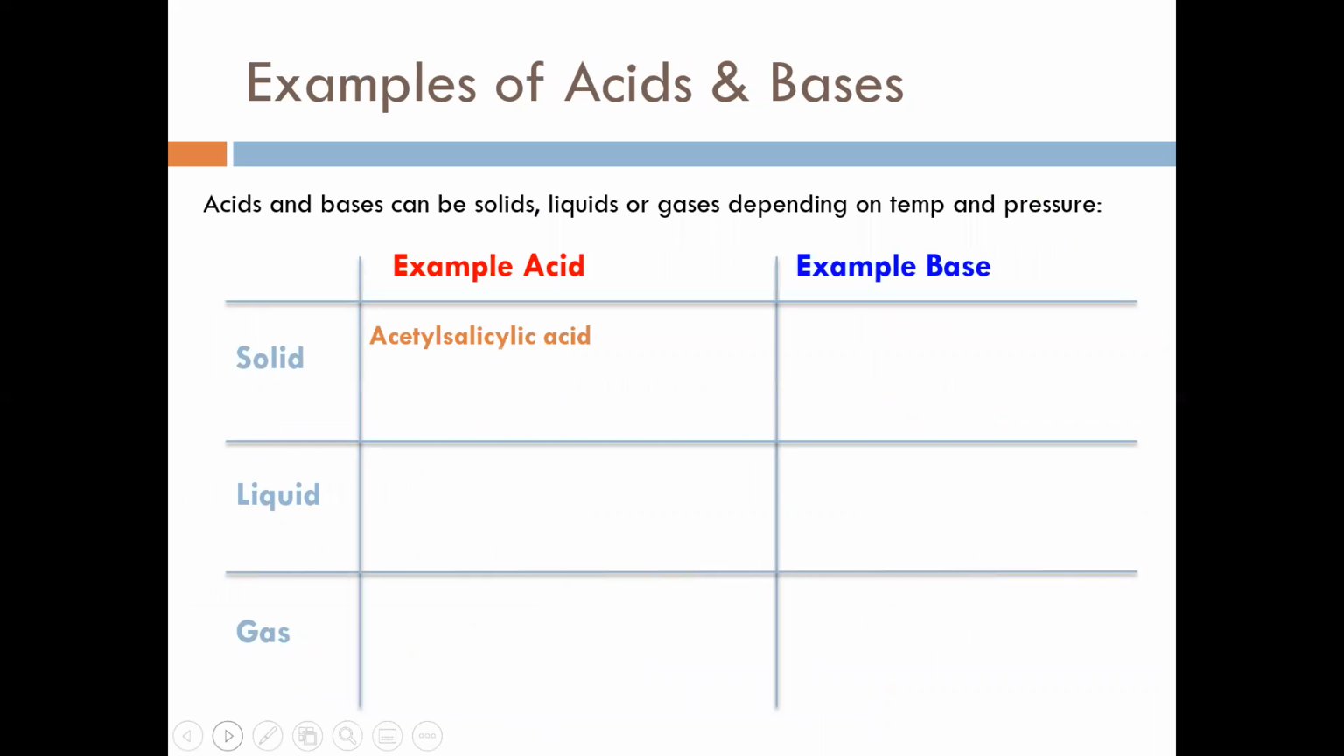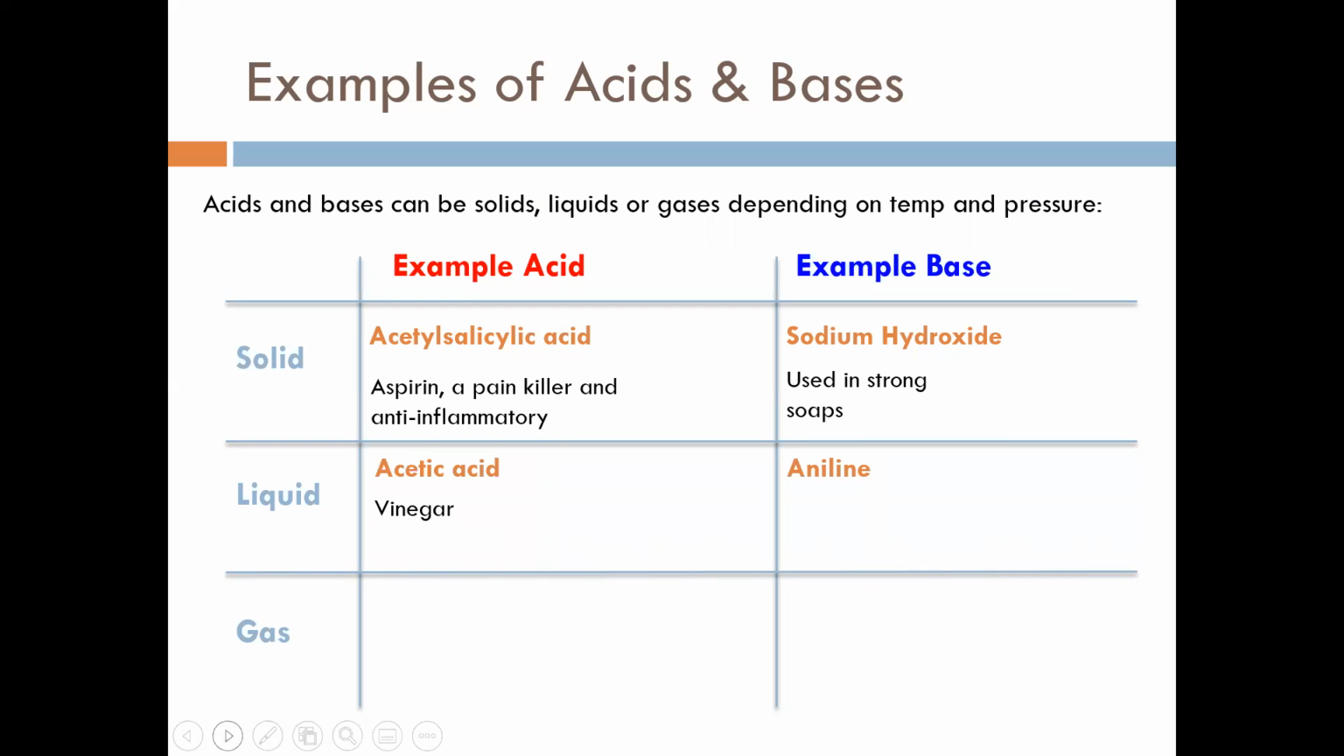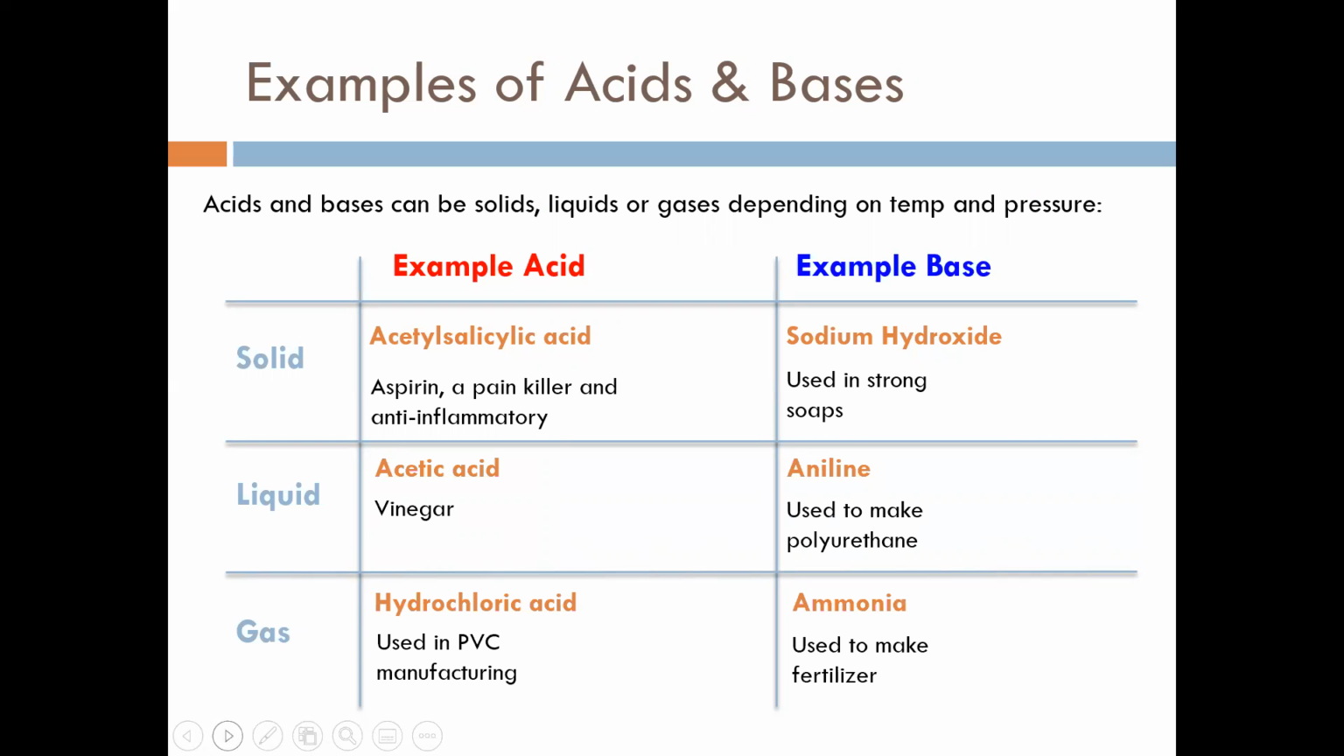An example of an acid would be aspirin, an anti-inflammatory painkiller. An example of a base would be sodium hydroxide. It's used in some strong soaps. Other acid examples would be vinegar, or a base like polyurethane. Hydrochloric acid is used in PVC manufacturing, so the plastic piping. And a base could be like ammonia used in fertilizer or some cleaning products. So they can be solids, liquids, or gases, depending on the temperature and the pressure on that acid or base.